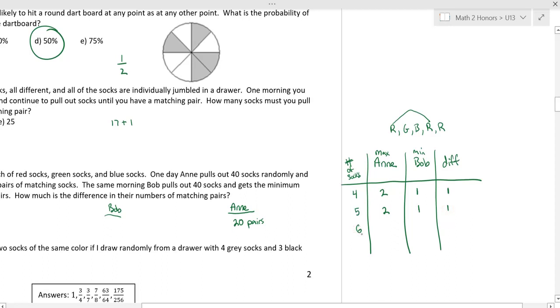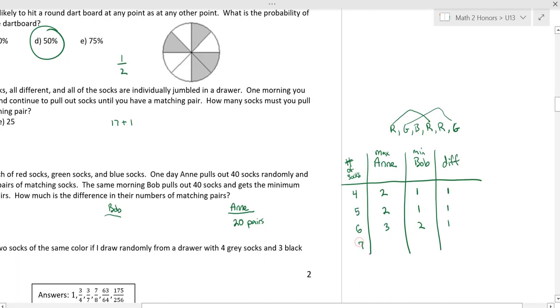Let's go with 6. And the best she can do is 3. For Bob, if he went red, green, blue, red, red, that's the worst you can do. And if you add one more, no matter what, it's either going to be green, blue, or red, and you're going to have a matching pair. So let's say it's green. So that should be a G. So now he's got two pairs. So the difference is 1.